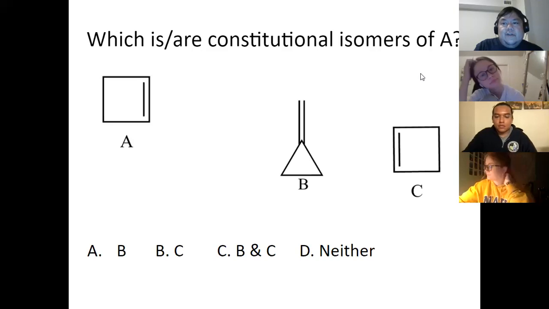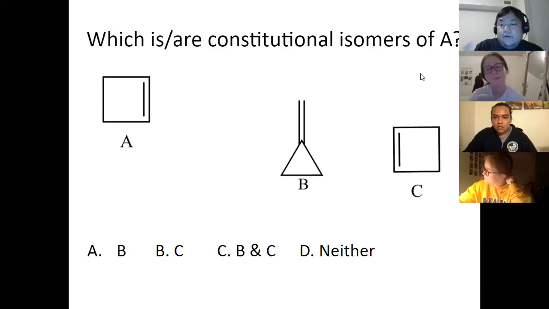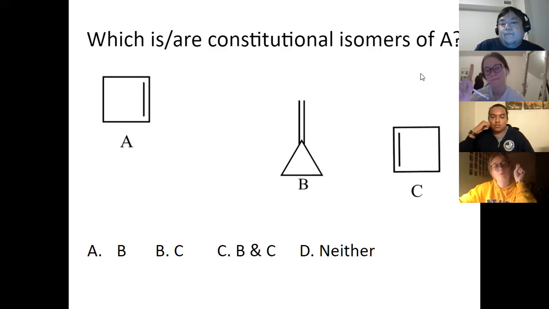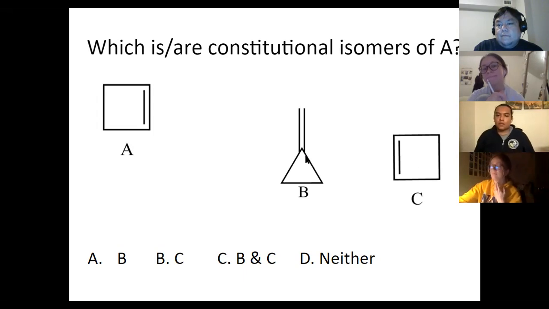Which are constitutional isomers of A? Which of these is the constitutional isomer? We could do the degrees of unsaturation, but how many rings and double bonds are there in A? 2, right? How many rings and double bonds are in B? 2. How many in C? 2. Do they both have 4 carbons? Yep. So how many constitutional isomers do I have? Which of these are, is it B? Is it C?